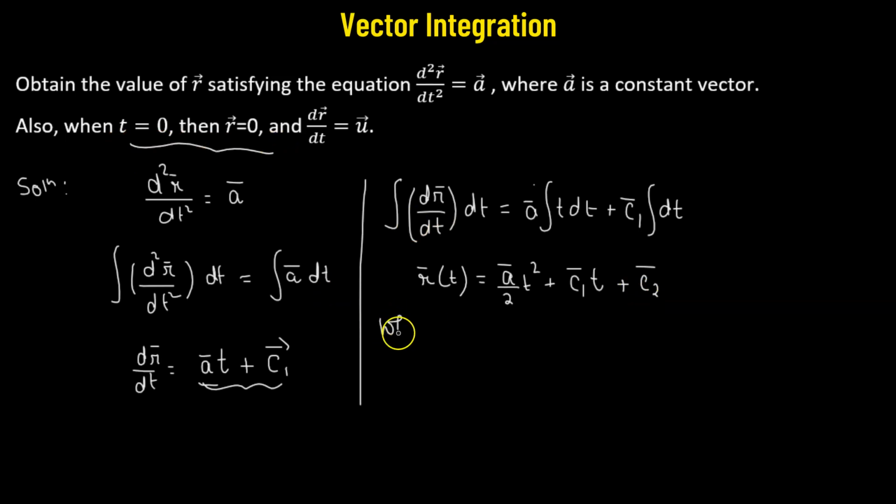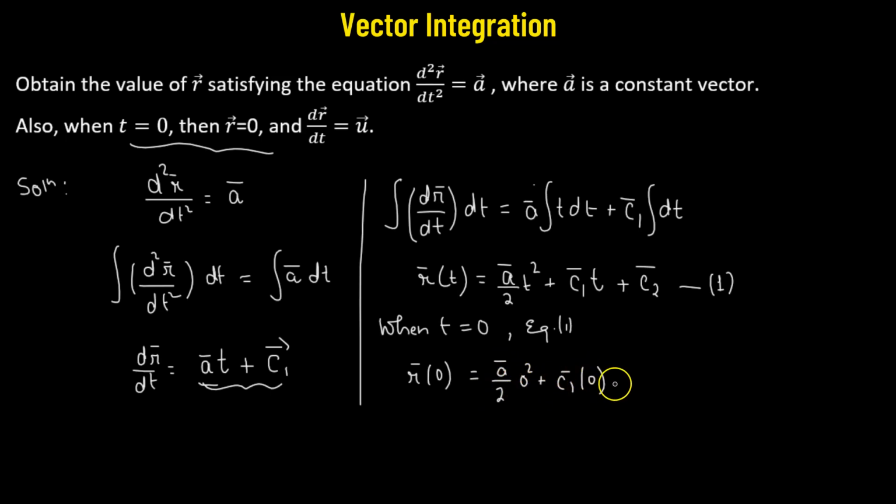So let's start. Let's call this equation number 1. When t equals 0, equation 1 becomes r of 0 equals vector a over 2 times 0 squared plus c1 vector times 0 plus c2 vector. And it's given that when t equals 0, our vector r is also 0. So this entire expression equals 0, and this equals c2 vector. This implies that our constant of integration c2 is 0.